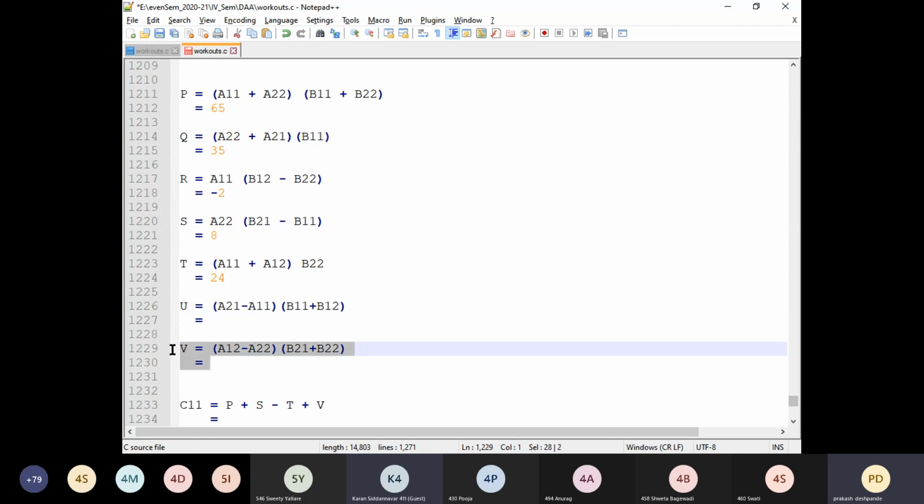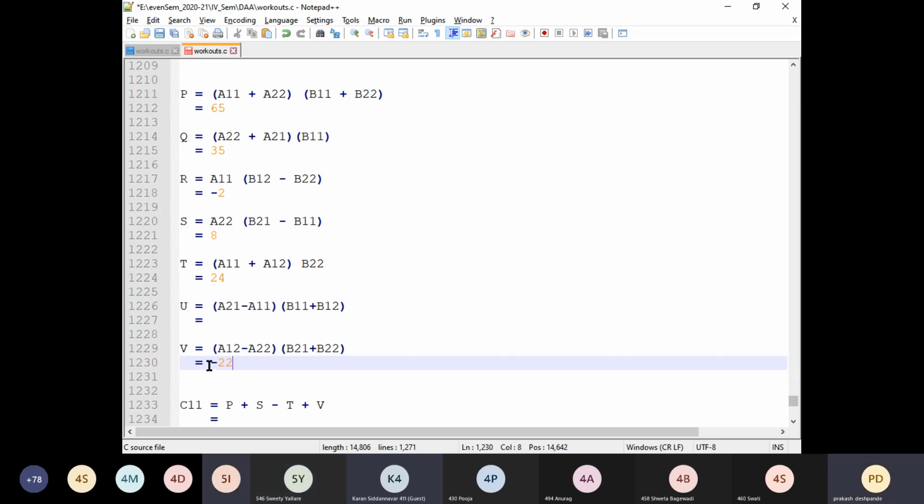Sweetie, you are supposed to tell me the answer of V. Sir, minus 22. Other students, just tell whether it is correct or incorrect. Incorrect, sir. Yes, Sweetie. Find out once again. Sir, I thought my formula was wrong. Your formula is here itself on the screen. Both the formulas, U and V, are here. Karan.